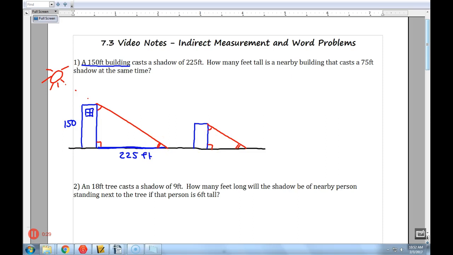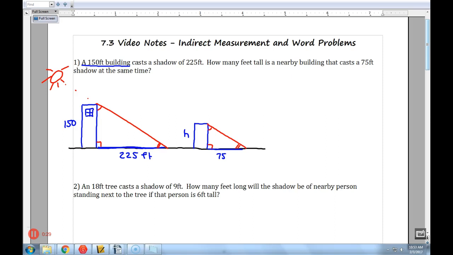Now my second picture, I know the shadow. I can measure that from the ground, so I can measure the shadow here as 75 feet. And I'm trying to find h, or x, or whatever you want to call it. I'm trying to find the height. So it's just like what we did with triangles. Now we just put it into a word problem. So I'm going to set up a proportion.